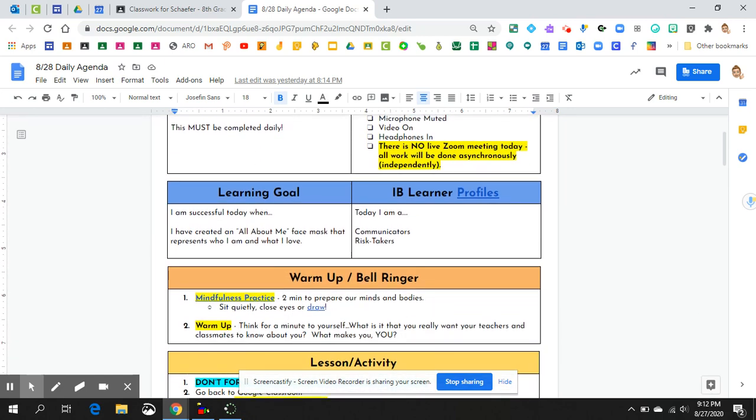Your learning goal for today, you know you're going to be successful when you have created an All About Me face mask that represents who you are and what you love. Today you're being communicators and risk takers. You can practice some mindfulness here at the beginning. So there's the 2-minute video that I usually play. You can go and draw during that time, or just close your eyes and breathe and get yourself ready for the work you're going to do.